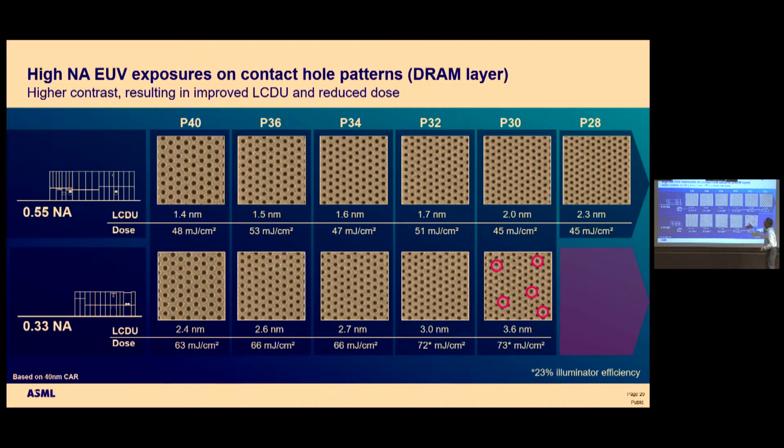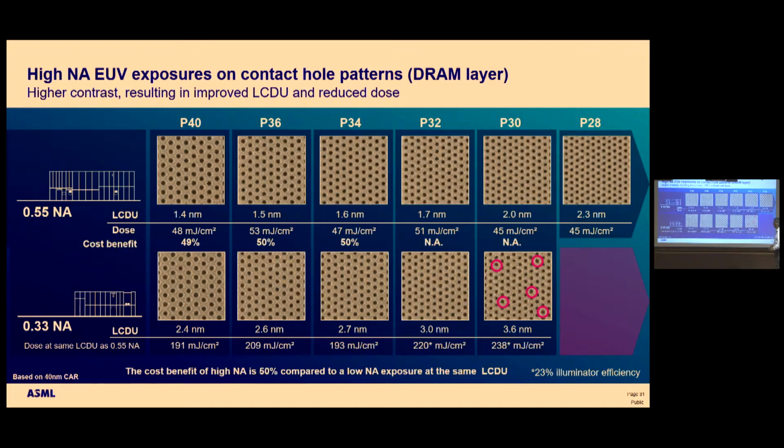And then, of course, when you go beyond pitch 34, low NA becomes much more difficult. The equivalent dose would be very high. The reason is that you could not make use of the full illuminator, okay? You lose light, so equivalently, that means the dose is higher. With high NA, no problem. You go down to pitch 28 and below.